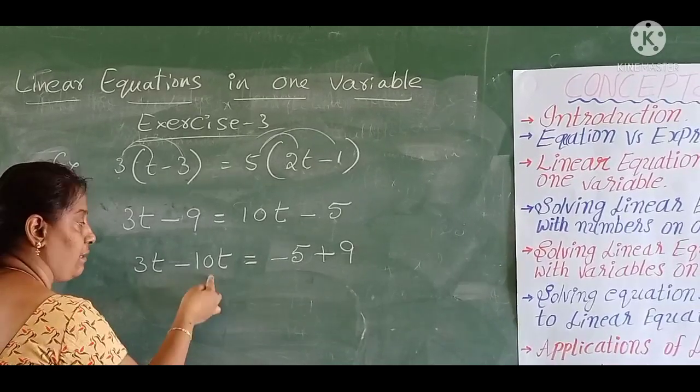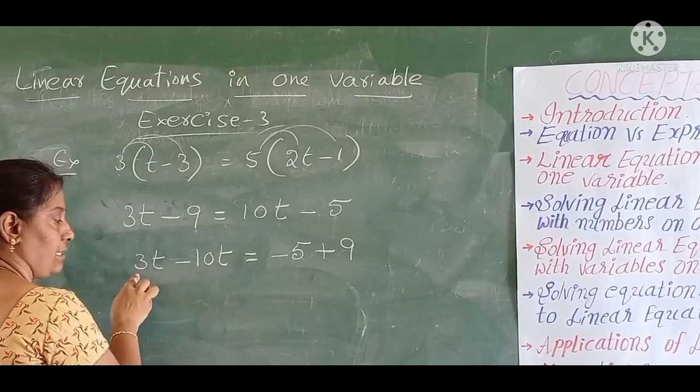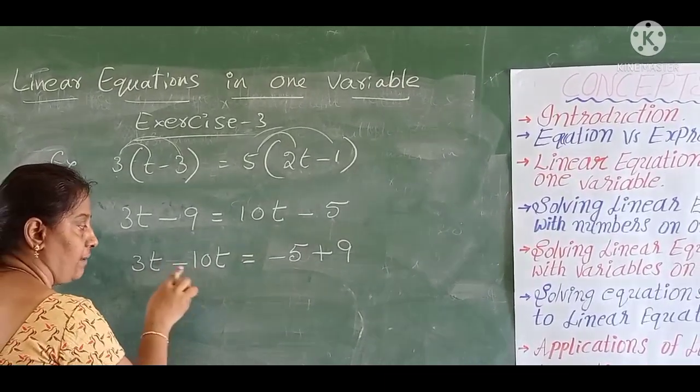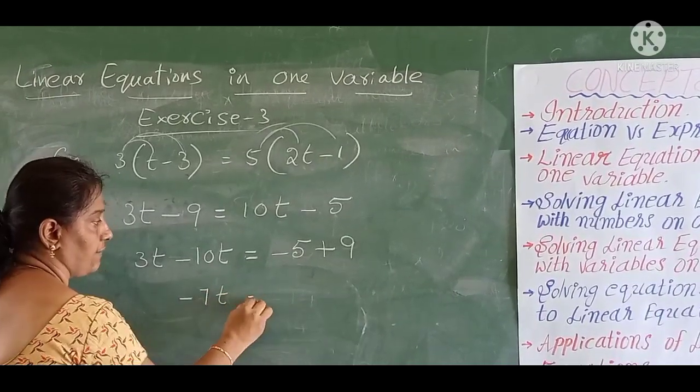We can subtract 10 minus 3. So 10 is the bigger number. So 10 minus 3 is 7, but 10 has the negative sign. So negative 7t is equal to.